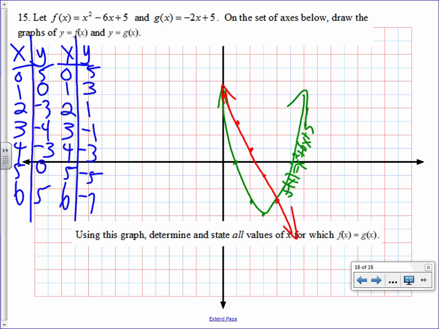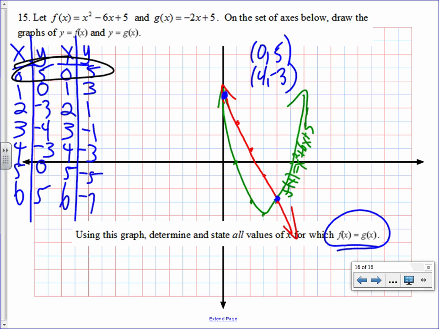Fantastic. Now, it says using this graph, determine and state all values for which f of x equals g of x. Where are they equal? Here and here. This is 0, 5. This is 4, -3. I also know those are the answers because 0, 5 and 4, -3 are both in the table.